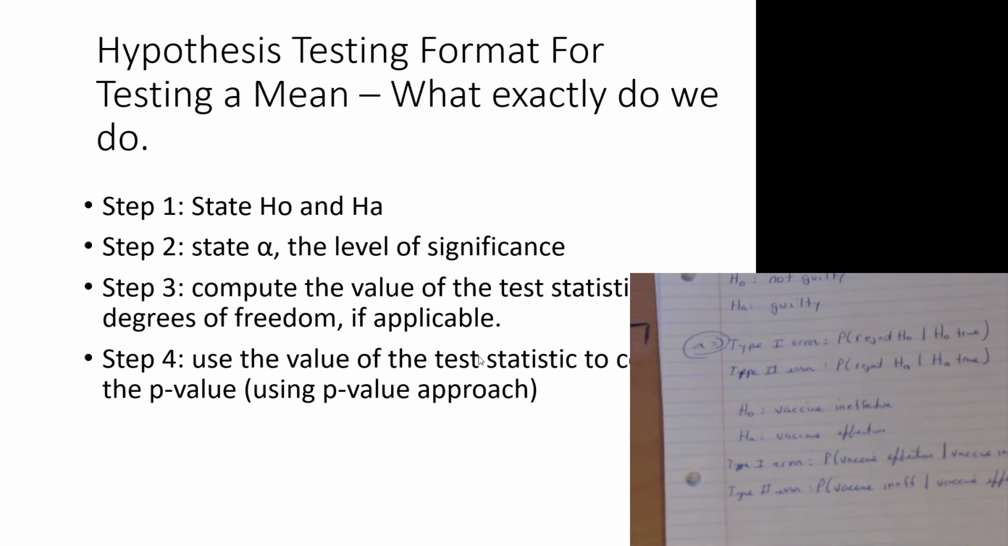Next step, compute the test statistic, whether it's a Z, a T, or some of the future test statistics that we'll see later on, and report the degrees of freedom if that's applicable. A T statistic without a degrees of freedom is like a two-legged table. It makes no sense. We have no context to put it in. So if you're reporting any test statistic that has a degrees of freedom, you must put the degrees of freedom as step 3. Step 4, use that test statistic to compute the p-value.